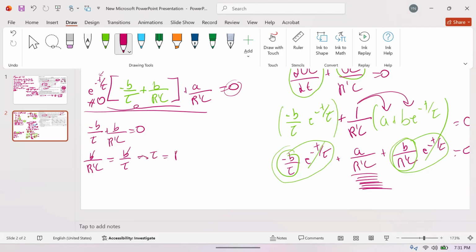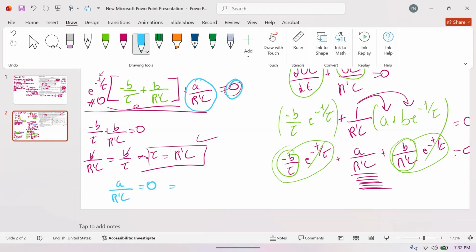I will be getting tau equals R prime C, and it's always the case. Resistance times the capacitance. Now, I'm not done here. I have one value that is along the whole process, which is circled in blue, A over R prime C. This constant, A over R prime C, is left alone with the 0 on the other side. So it's equal to 0. So A should be 0 in this case.